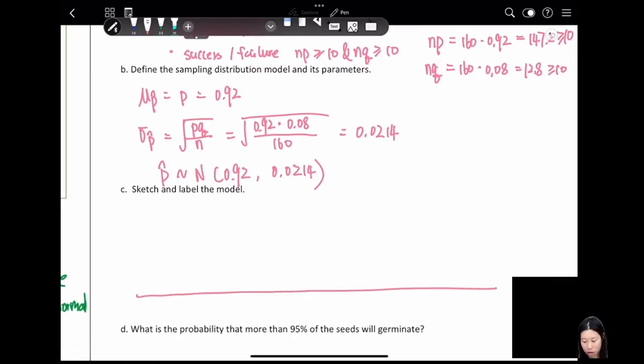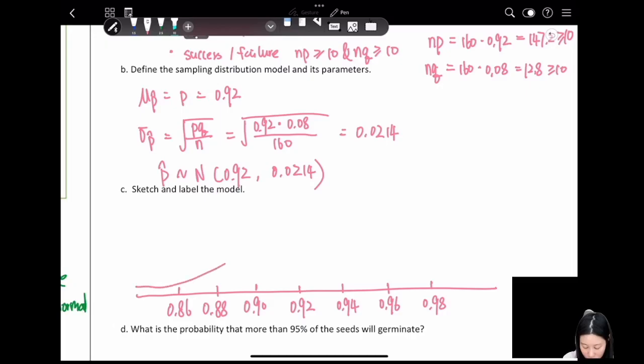Okay, sketch and label the model. We have the distribution, the center is 0.92, and one standard deviation is what? We add 0.02 to it, so let's say this is 0.02. So we have 0.94 for our first standard deviation, 0.96 for the second, and 0.98 for the third. And then to the left, we subtract one standard deviation, two, and three. So this is our normal distribution.